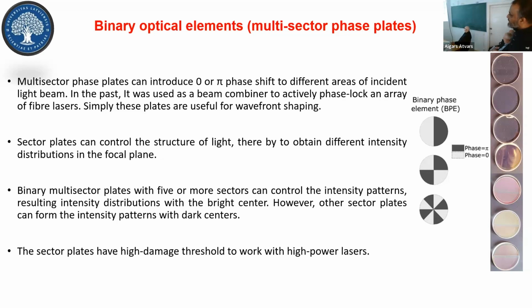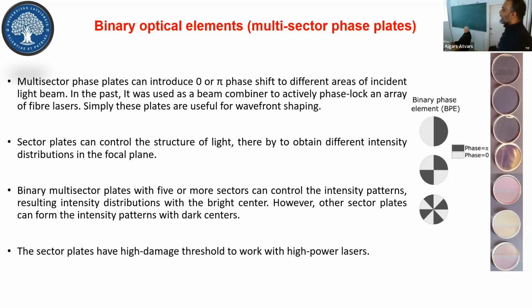So if I use such an element, if I illuminate the laser on this element, and this element can introduce either 0 phase shift or pi phase shift to the different areas of the incident light beam, thereby the structure of the light beam is precisely converted to the desired shape.